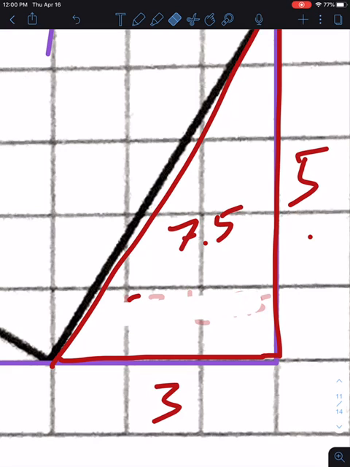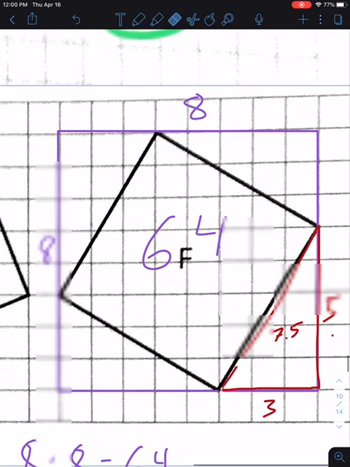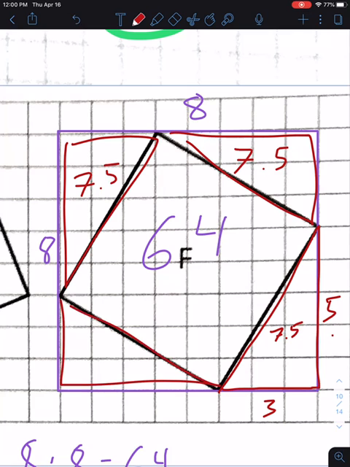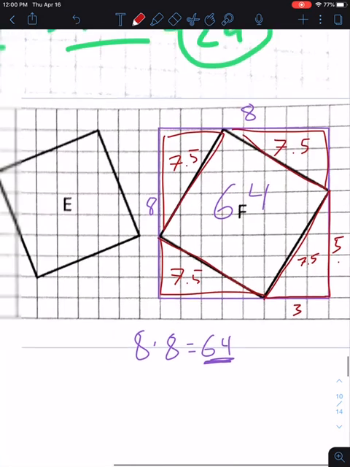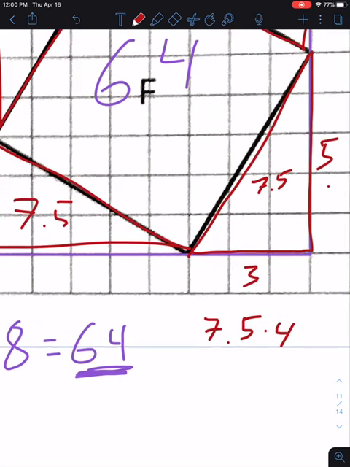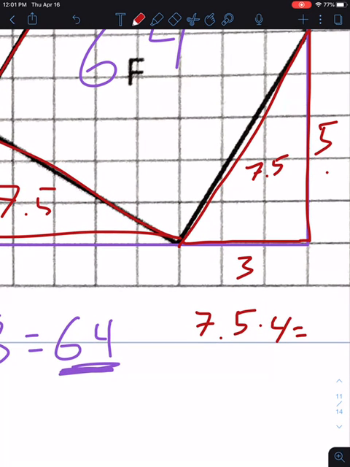Which means the area of all these other triangles is also 7.5. So what we can do now is just take away the triangles. Let's multiply them first. There's 4 of these triangles. 7.5 times 2 is 15. So 7.5 times 4 is 30.